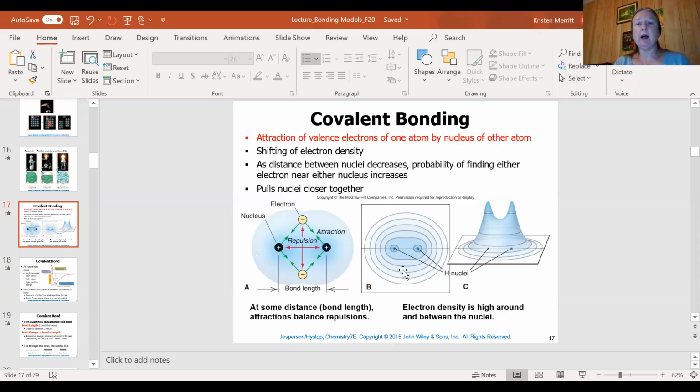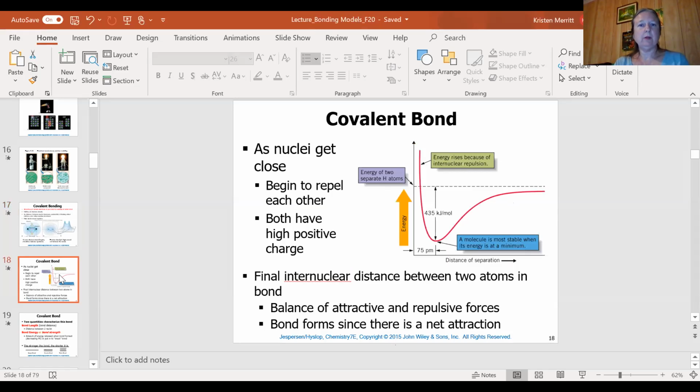However, there is an optimal distance, and this is the bond length, the distance between the nuclei. Because the closer you get, so you've got the sharing, and so the atoms are getting closer to each other so that the electrons can be shared amongst the nuclei.